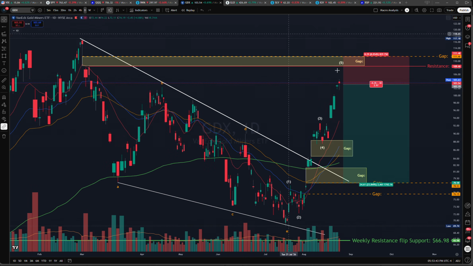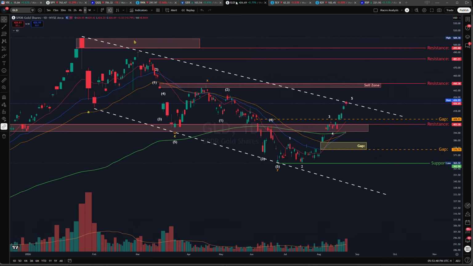So one of the stocks I'm looking at right now is GDX, and gold. Gold is sitting right at the top of this pattern right here. This is a range that gold is trading in. You had a 1, 2, 3, 4, 5-wave move to the upside. After a 5-wave move to the upside, you tend to see a reversal.